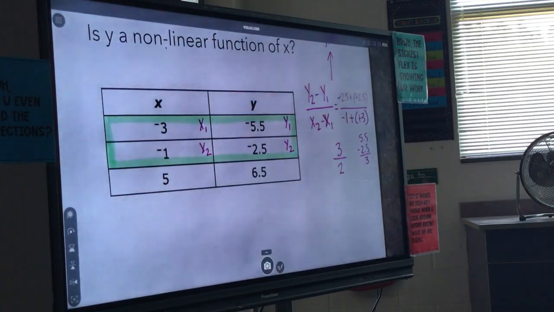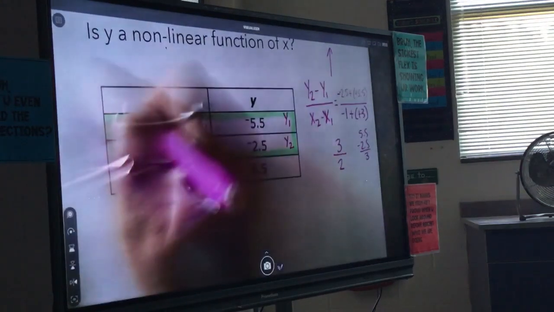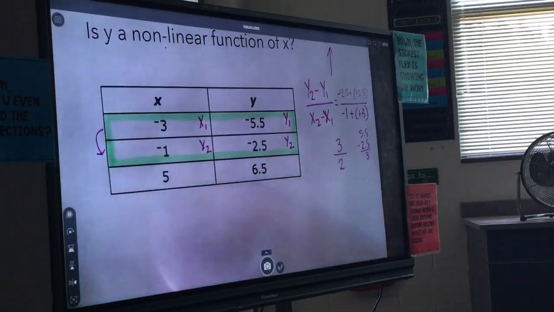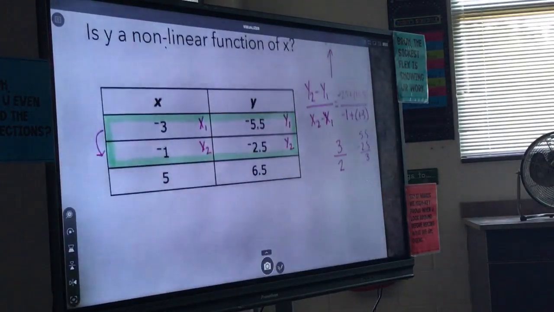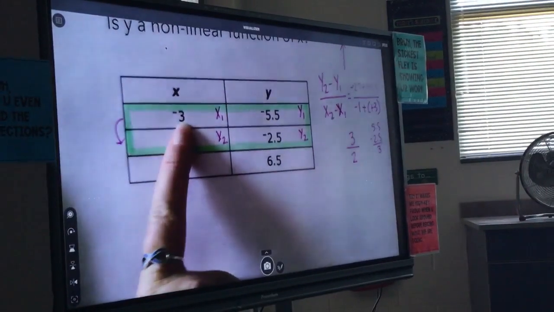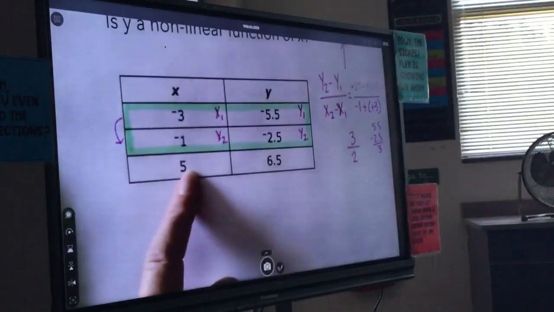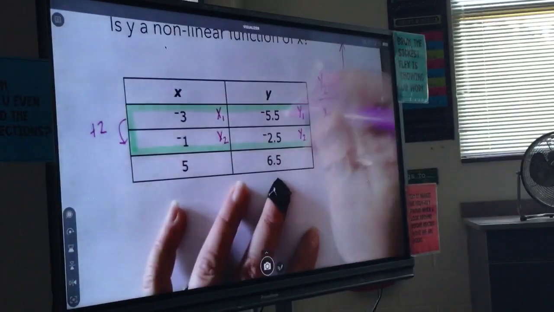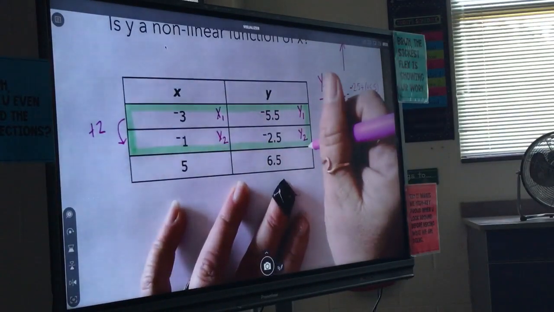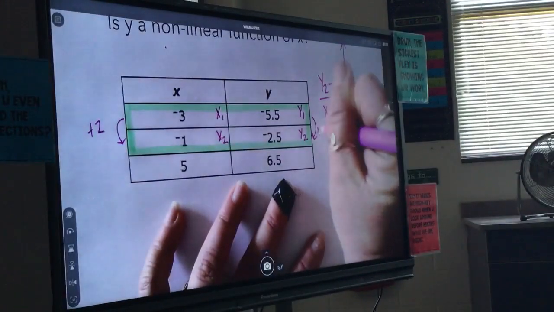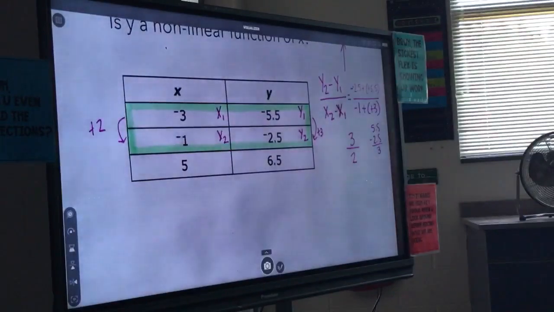There's a much easier way because it's a table, right? So how do I go from here to here? What do I do? We're gonna think before we call out. So if I go from -3 to a -1, what am I doing? I'm gonna add 2. All right, if I go from -5.5 to -2.5, I do a +3. But then it's like, well, Miss Kinney, how do we figure out the rest?